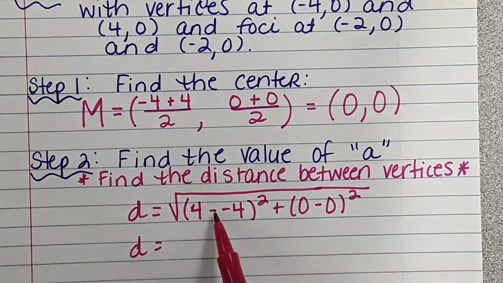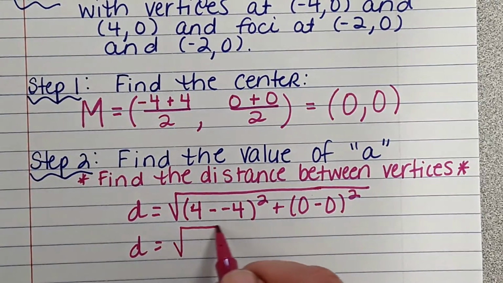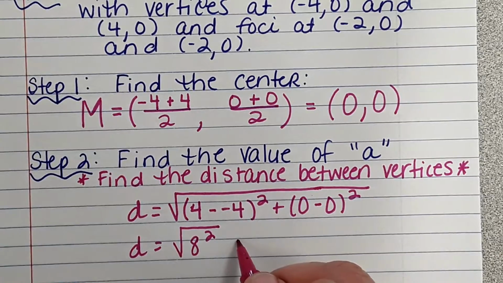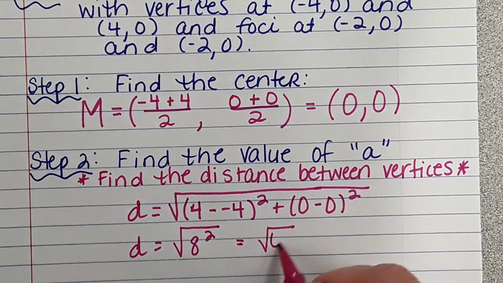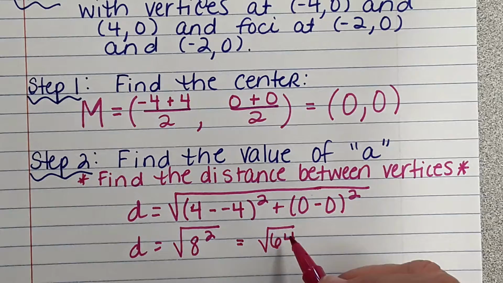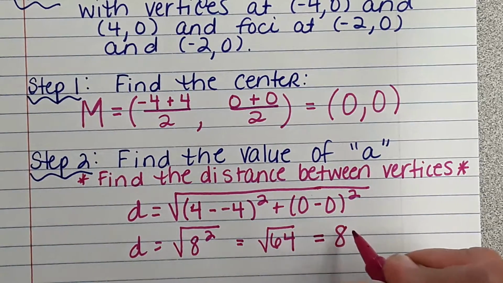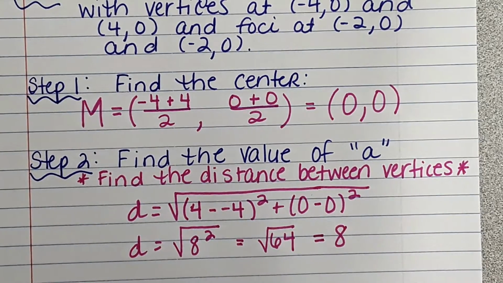Now, what is 4 minus -4? 8, so we're going to have 8 squared. 0 minus 0 is 0. 0 squared is 0. 8 squared is 64. And the square root of 64 is 8. So what that just did is that found the length of the major axis. Now, that's just the length. We haven't found the value of a yet. All we found was the length.